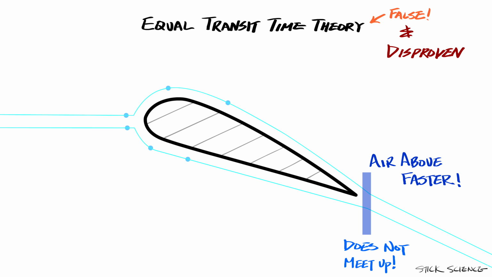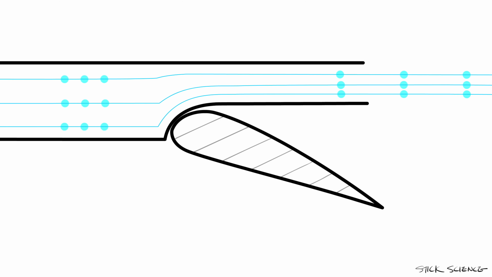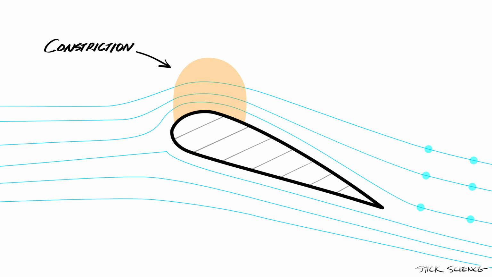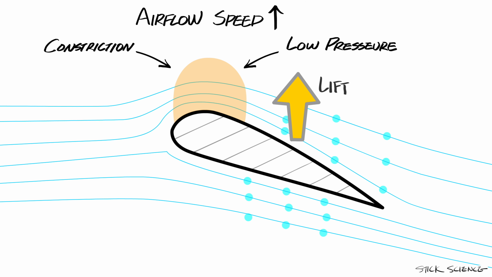However, it's the equal transit time theory that's wrong, not Bernoulli's principle. So if we can't use the equal transit time theory to explain faster flow speed above the wing, how do we do it? Simple. Remember the garden hose and how when a flow is constricted, its speed increases? If you look closely, the upper portion of the wing constricts airflow above the wing just like how someone's finger constricts the tip of the garden hose. Consequently, airflow speed increases and Bernoulli's principle tells us that pressure will drop to create lift.